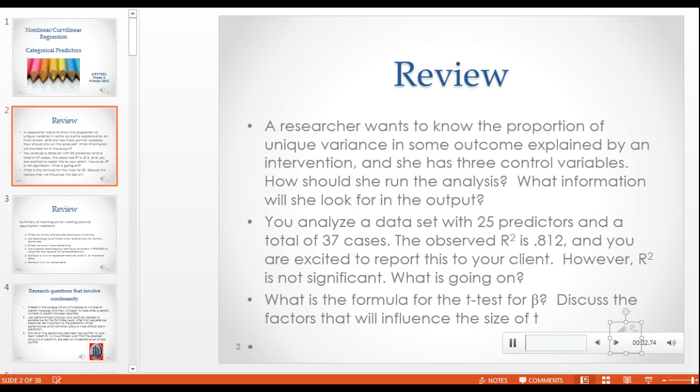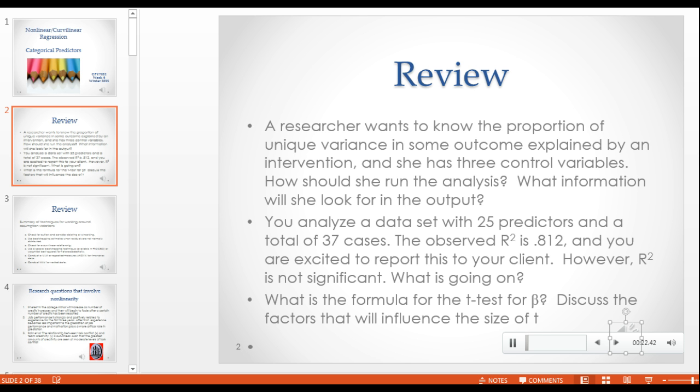Before delving into the new content, let's take a few minutes to review what we've learned already. So the first question here is very similar to one you may see on an exam. It gives a hypothetical situation, a specific research question has been posed, and then we just need to come up with the correct analysis and what needs to be done.